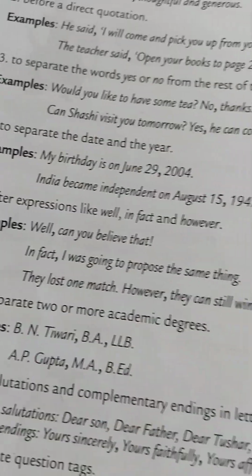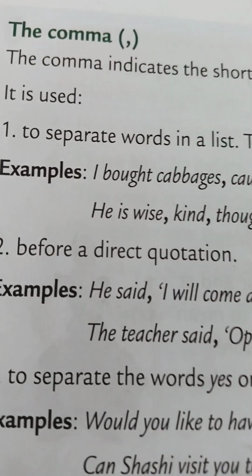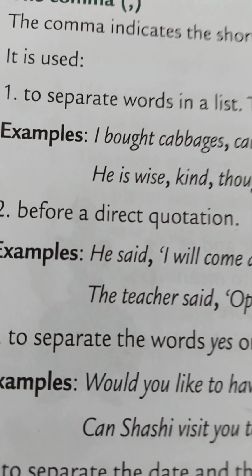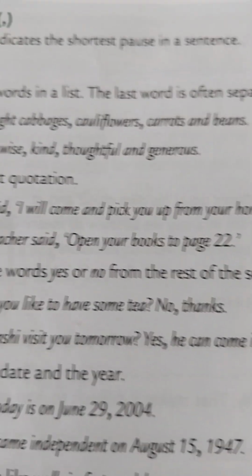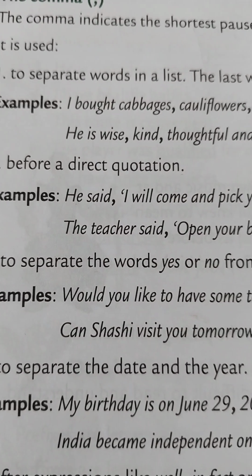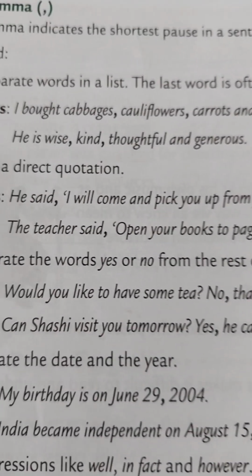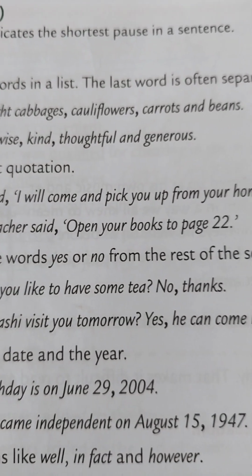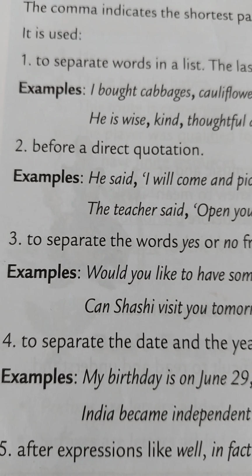Now, the next punctuation mark is comma. You can see this is the punctuation mark, which is comma. Now, comma indicates the shortest pause in a sentence. Comma indicates the shortest pause, while full stop indicates the longest pause. Now, where to use it?